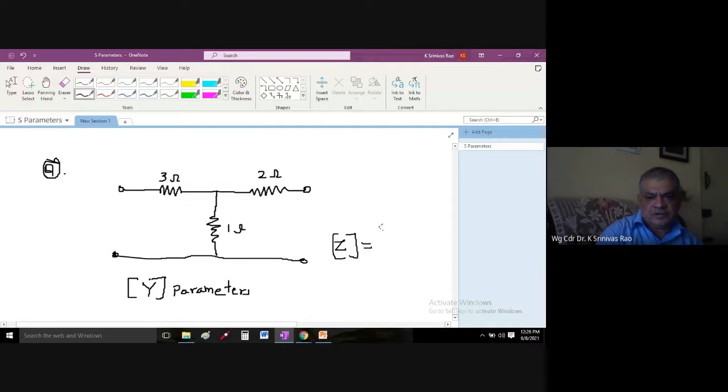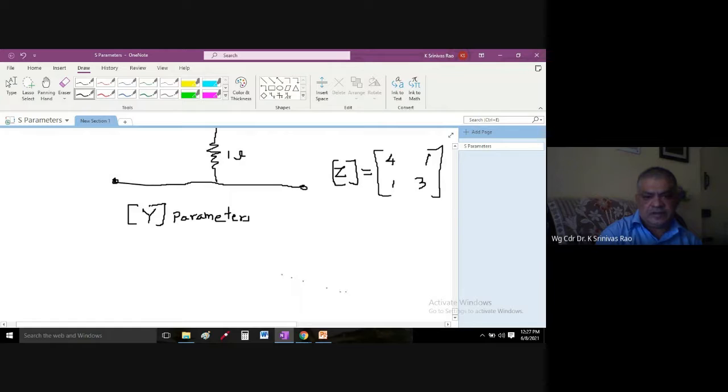What is the Z parameter for this? Using the formula, that is addition, Z11 is 3 plus 1, 4, and Z12 and Z21, the 1 representing 1 here, so I can directly write 1. And in the output network, that is port 2, we have 2 plus 1 as Z22, so 3. So we have got your Z parameters.